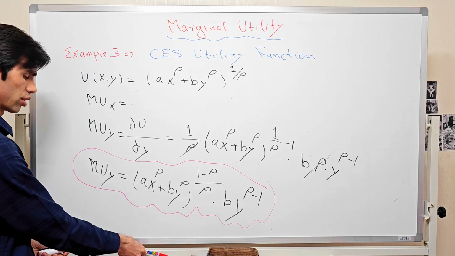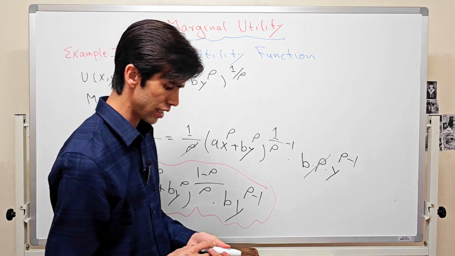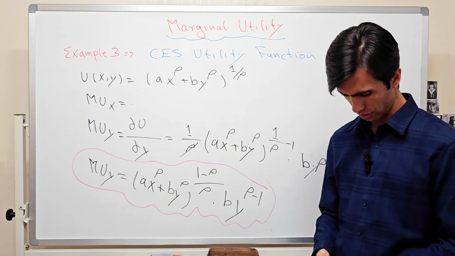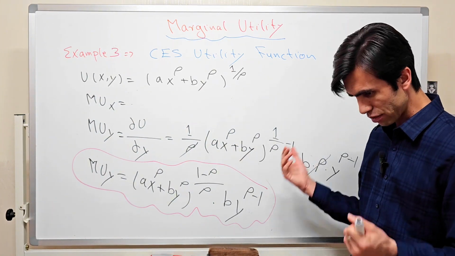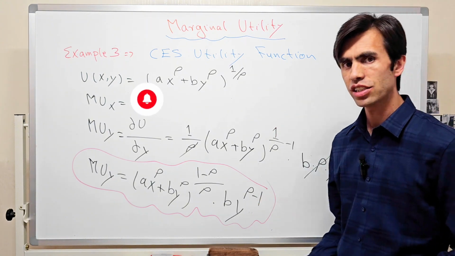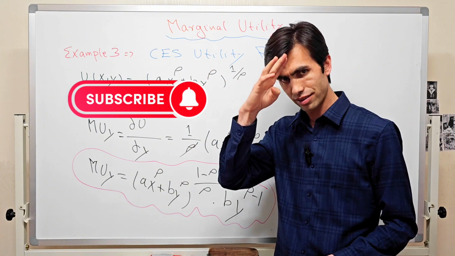Again, the marginal utility of y, same as the marginal utility of x, depends on how much x and y we already have in our consumption bundle. So let's move on to a numerical example for the CES utility function in the next. See you guys.